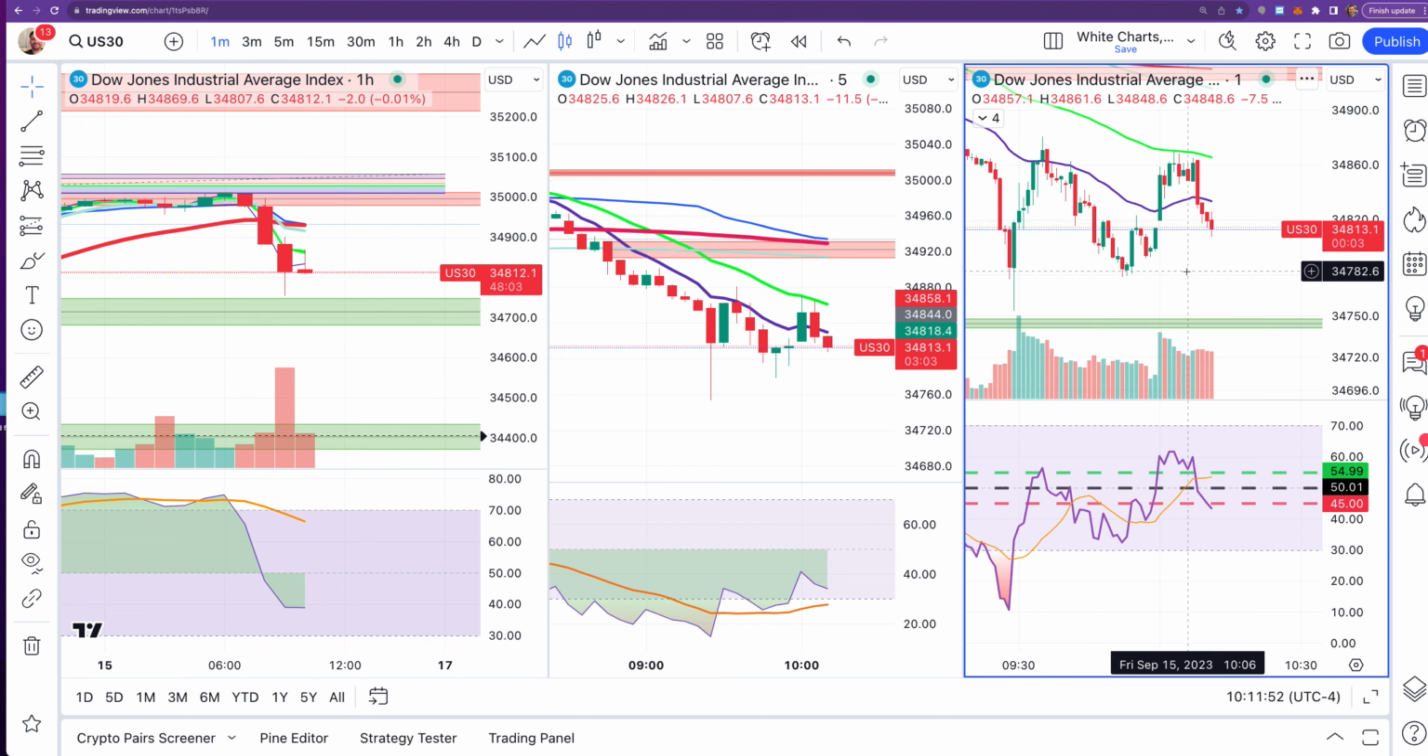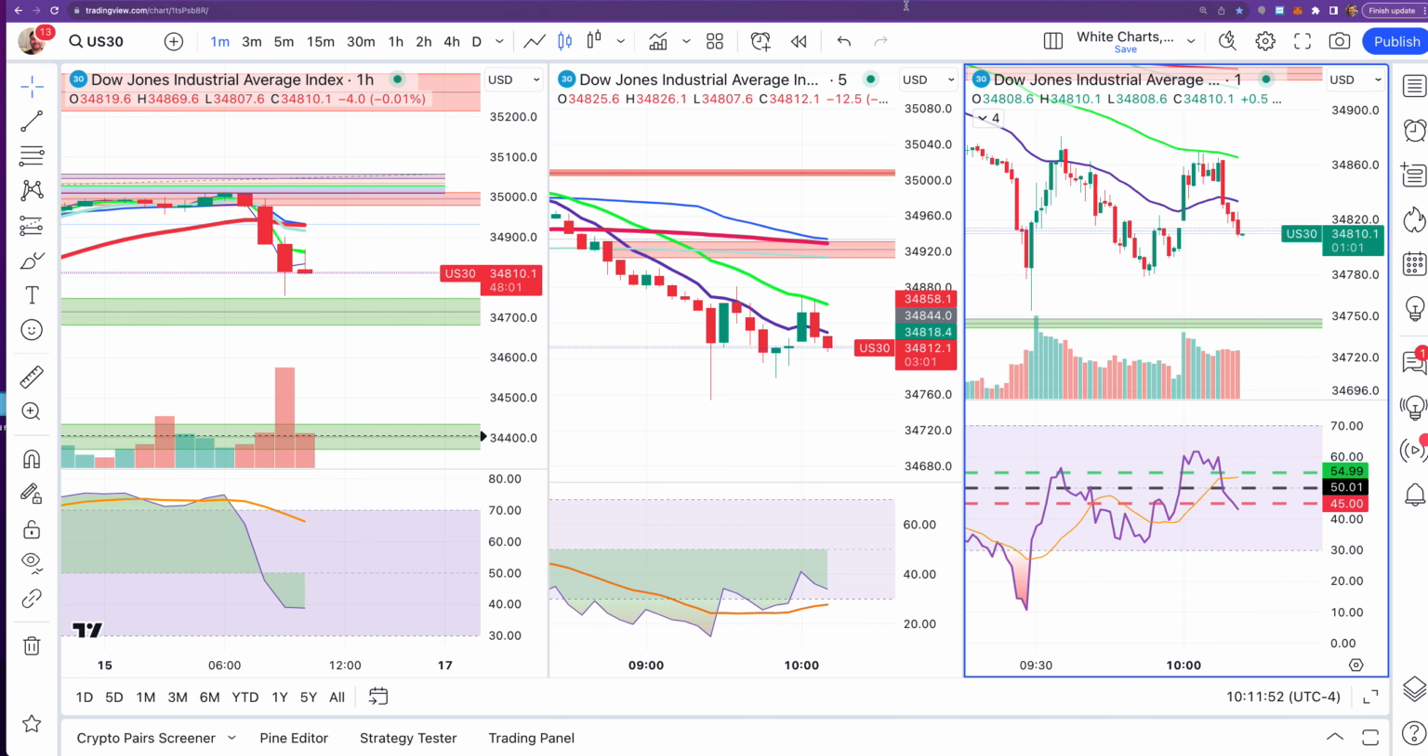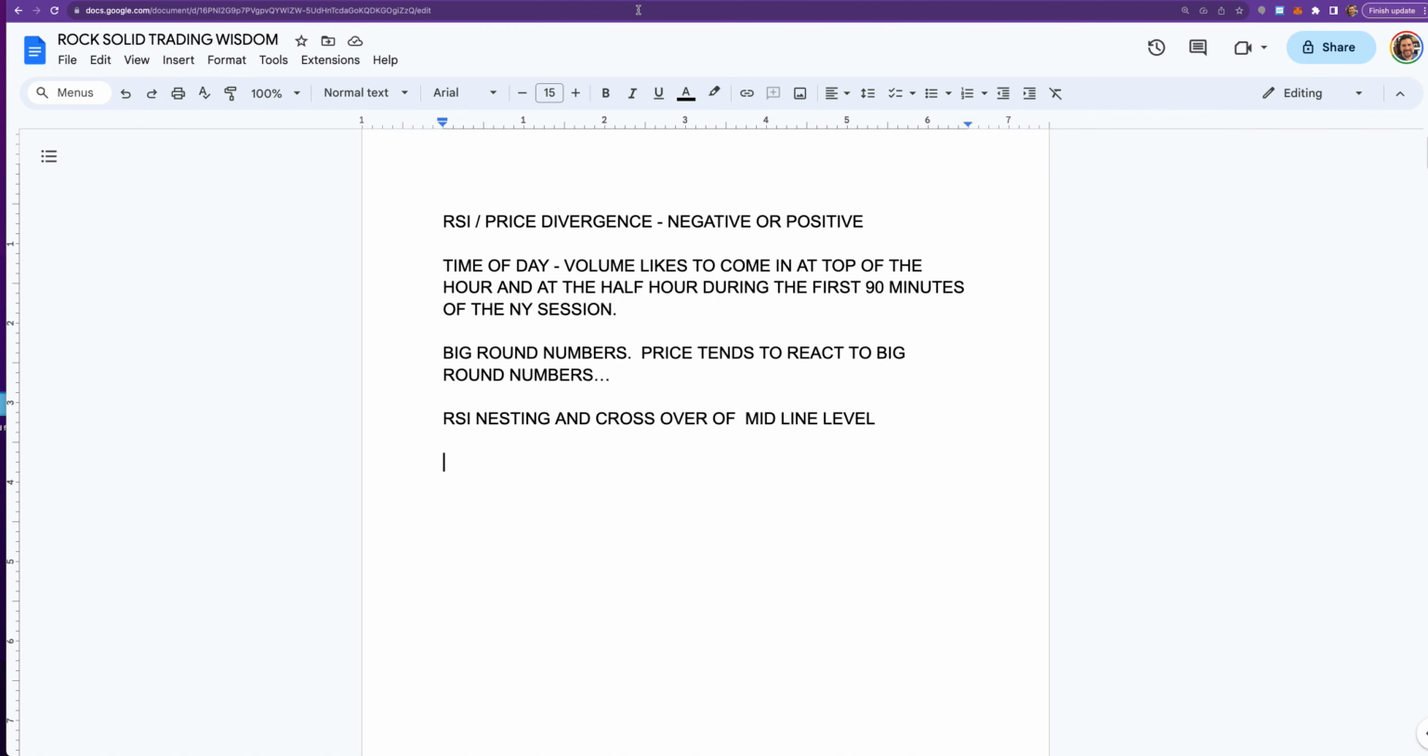So the other two things that I'm looking for, I'll get into these right here. Actually, I was going to show you this earlier. On the RSI divergence, on this particular one, we had positive divergence, right?